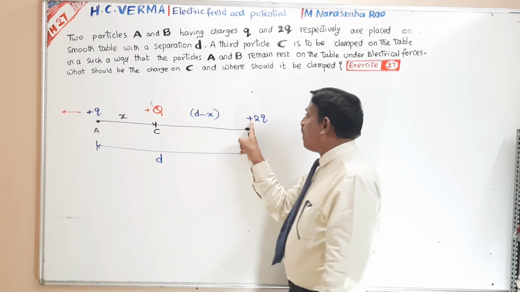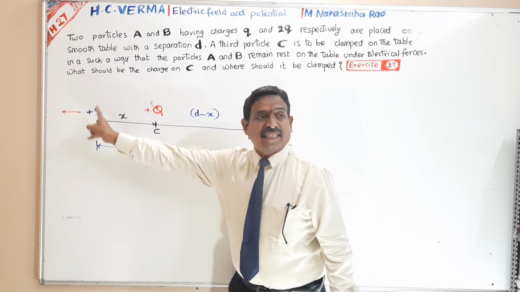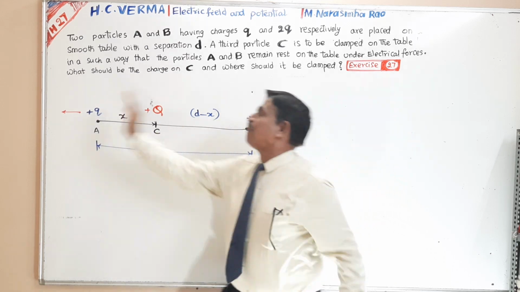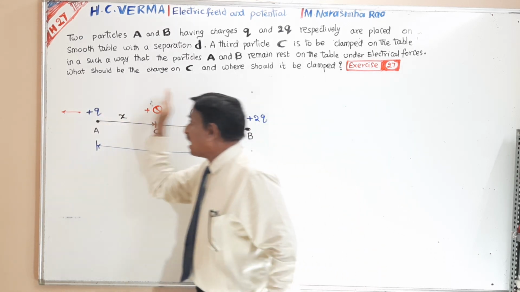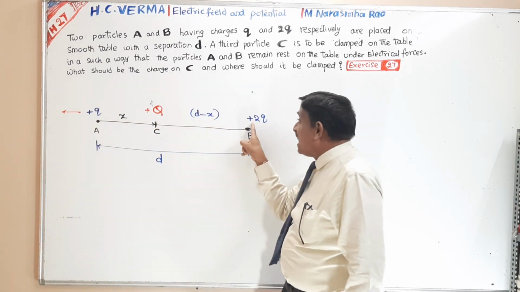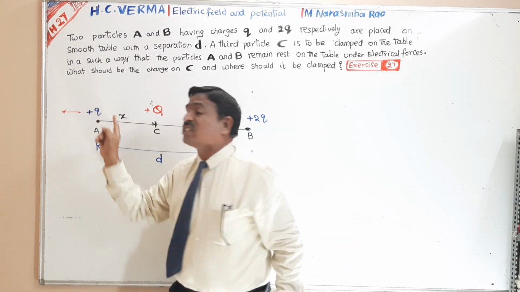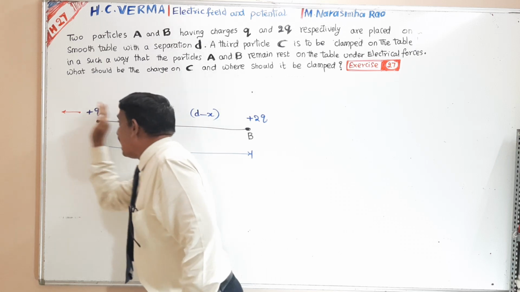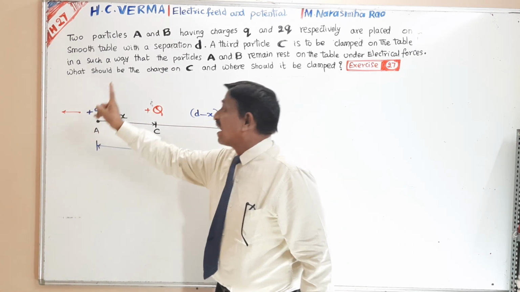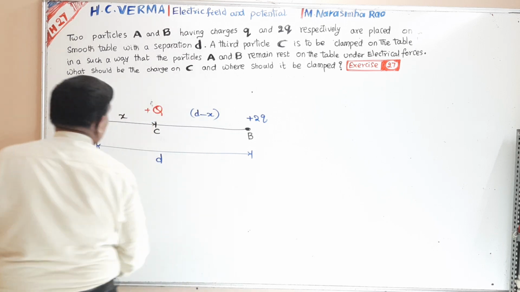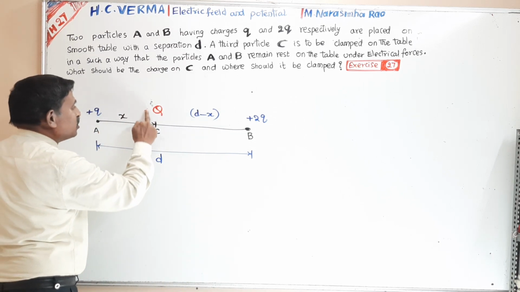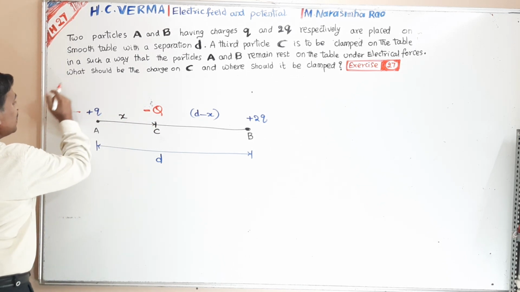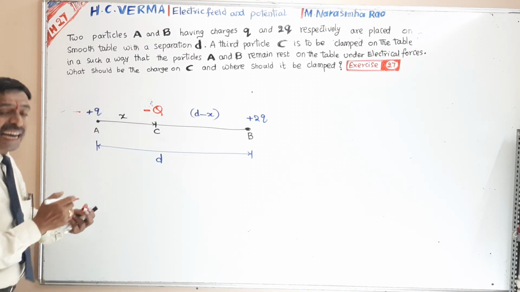And this charge is positive, this charge is positive. In between positive and positive charges, there is repulsion. Both charges are applying a repulsion, so this charge moves to the left side. It is not in the rest position. For that reason, we are not taking the positive charge. This charge must be a negative charge.